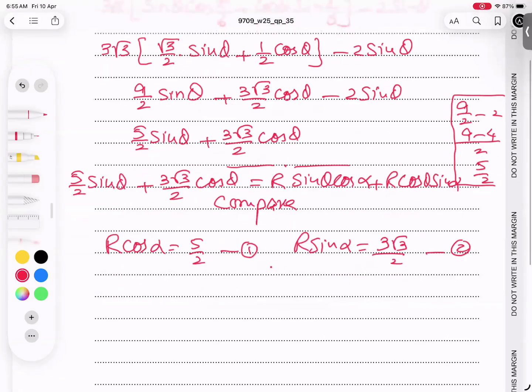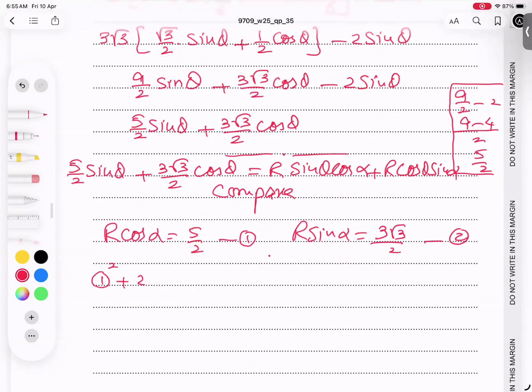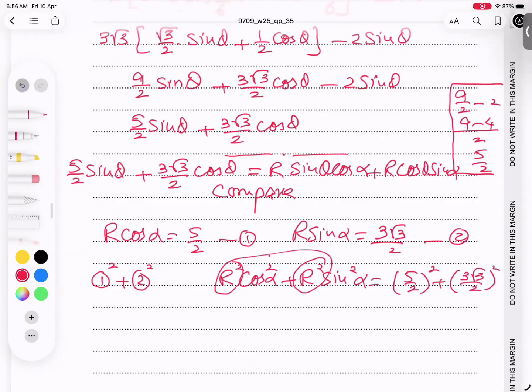So what is the way? If I square both equations and add them, what I get on the left side is R square cos square plus R square sine square. It will look like this. And on the right hand side, I will do 5 by 2 whole square plus 3 root 3 over 2 whole square. What is common from here? R square is common. What is left? Cos square plus sine square, that is 1. I'm writing R square directly now to save time.